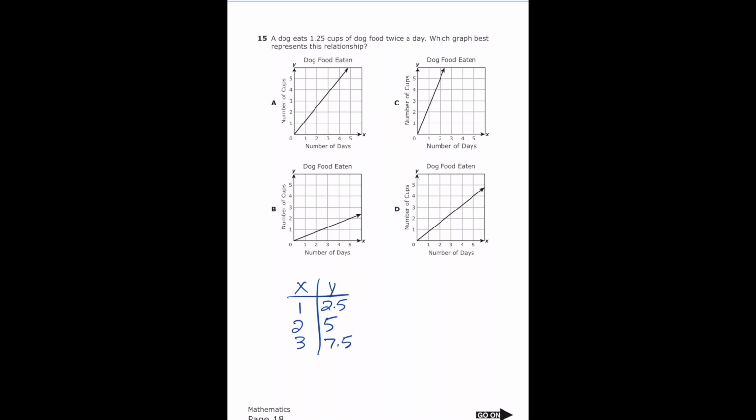So looking at our graph, let's see which of these has those points. So letter A, if we go to 1 day and go up to the graph, that is not equal to 2.5, so we can mark that out. Same thing with letter B. If we go to 1 day, that is not anywhere close to 2.5. Letter C, if we go to 1 day and go up to the graph, that is pretty close to 2.5. And if we go to 2, it should be at 5, and it is, so that's probably it. And then letter D, if we go to 1 day, that is not close to 2.5, so we can mark that one out. The correct answer is letter C.